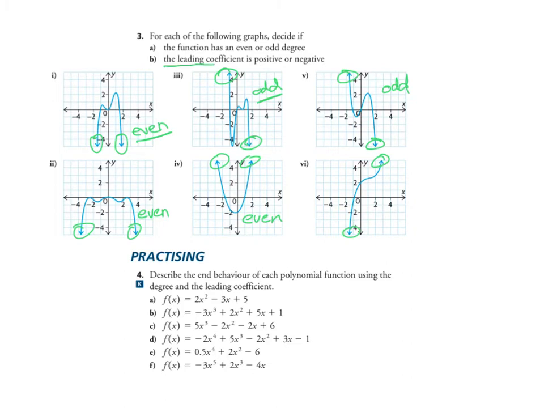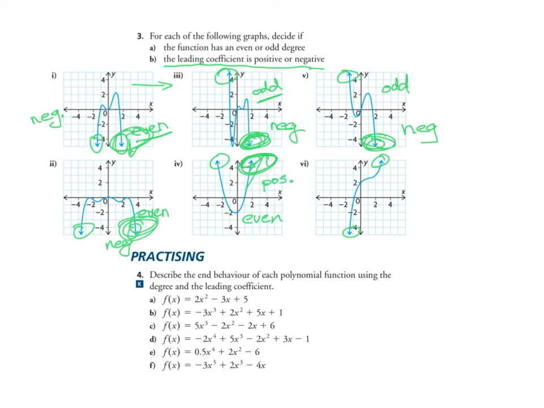All right, part B, the leading coefficient is positive or negative. Well, the leading coefficient dictates what happens off to the right. This one's going downward into the negative, so the leading coefficient is negative. This one's going down to the right, so negative. To the right, this one's going down, so negative. This one's going down, so negative. Oh, this one's going up, so this one has a positive leading coefficient. And this one's going up, so positive. That was easy.